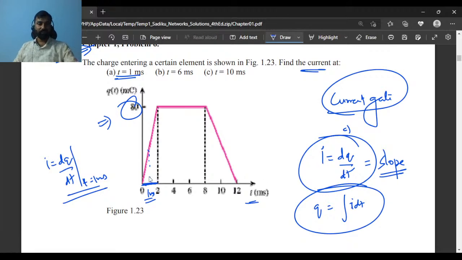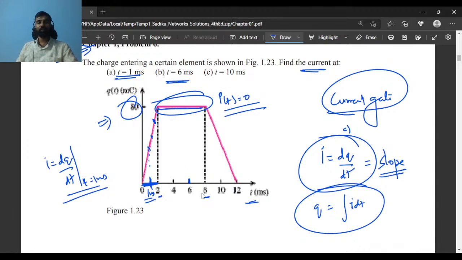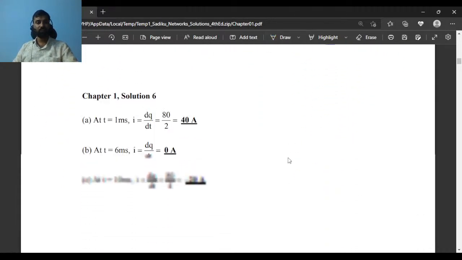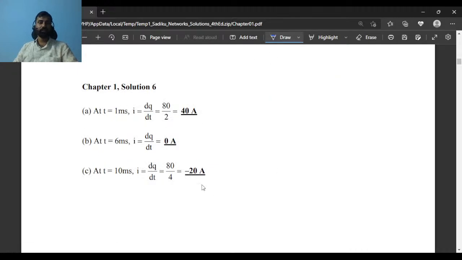You are trying to find the slope at a point, but the slope is not going to change. Whether you find the slope dq by dt at this point or anywhere, so simple. Again, they are asking for the current at 6. If they are asking at this point, here the charge is constant, so the current is going to be 0. Current will be 0 in this interval from 2 to 8, because charge is constant. Here again the current is going to be negative, because the negative slope is there. You can see here, negative.